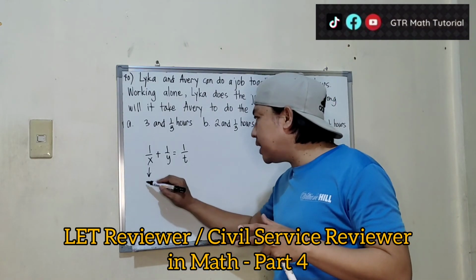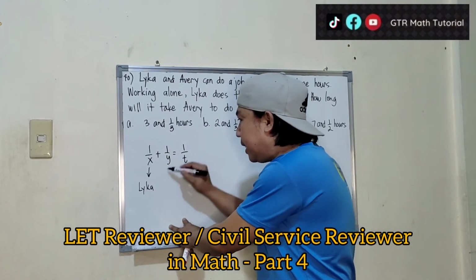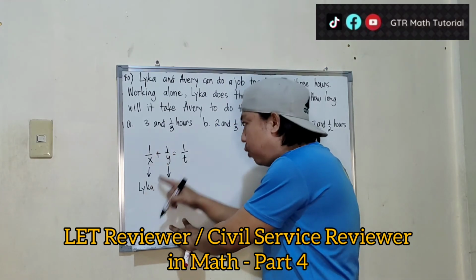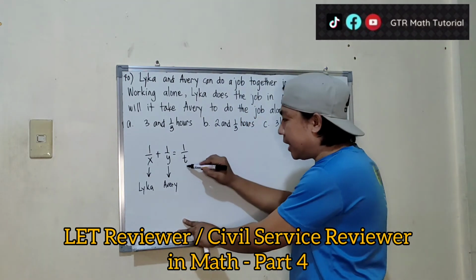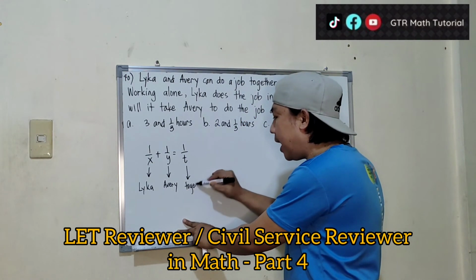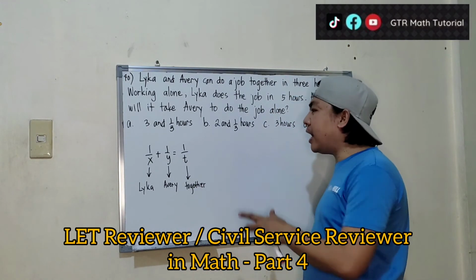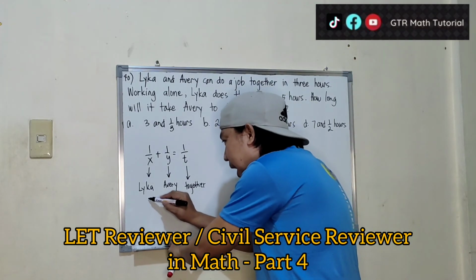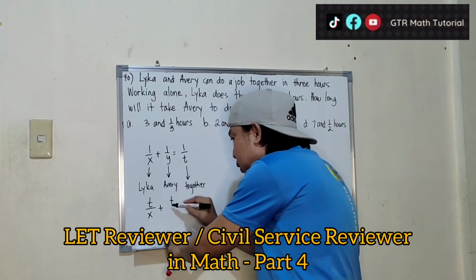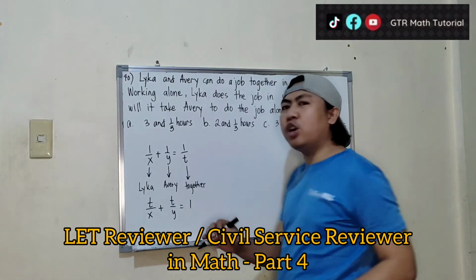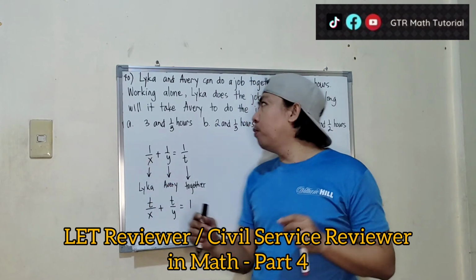So, 1 over x, ito yung rate ni Laika alone. 1 over y, rate ni Avery alone. Then 1 over t, kaya ang ginamit ko for together, rate nila together. Ganyan ang working equation. Or, yung isa pang ginagamit na equation ay yung time nila: time over x plus time over y equals 1. Bakit equals 1? Kasi ibig sabihin ng 1, yung buong trabaho, makukumpleto nila.